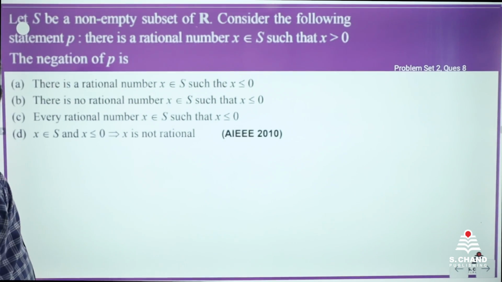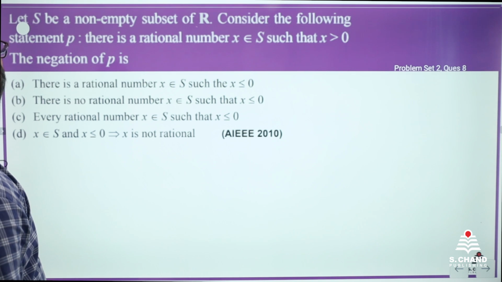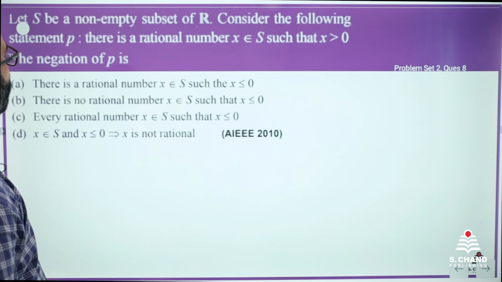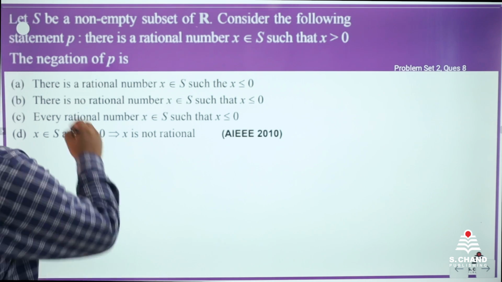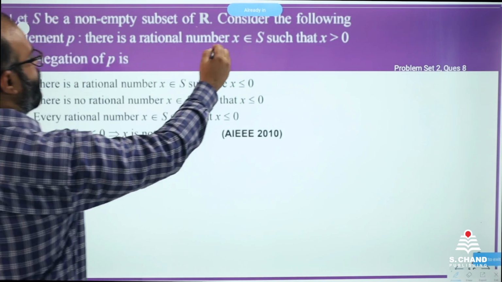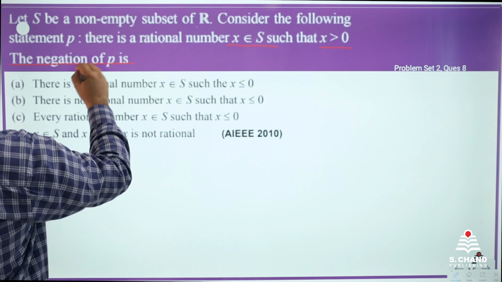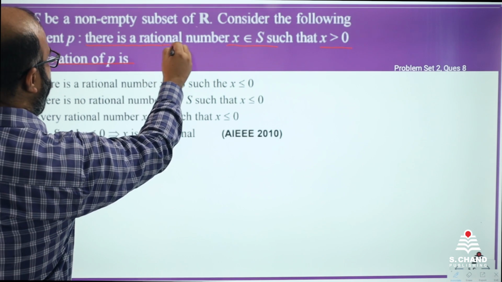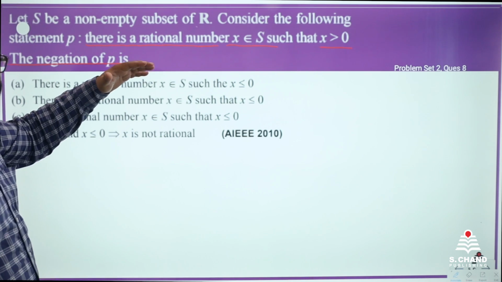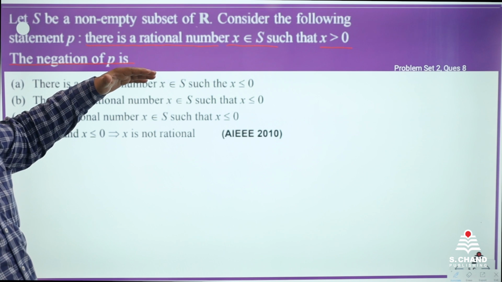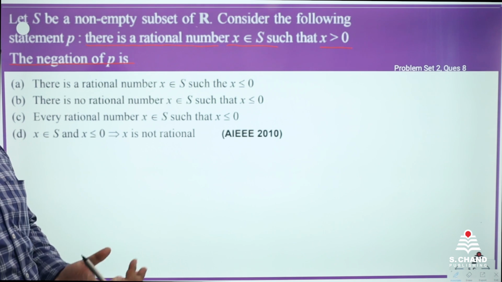Let S be a non-empty subset of R. Consider the following statement P. There is a rational number x belonging to S such that x is greater than 0. The negation of P is. So the important thing is there is a rational number. Rest of the thing you won't get confused, but when you take the negation of there is a rational number, you will get confused.